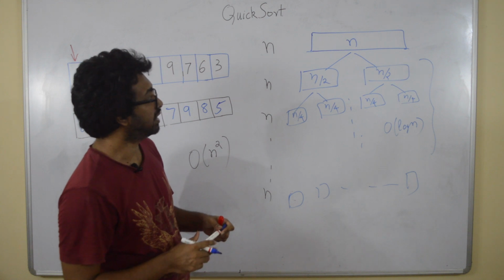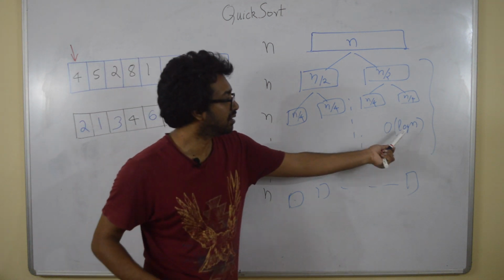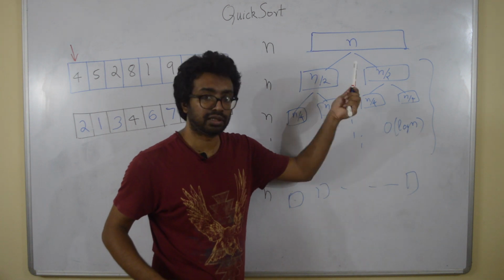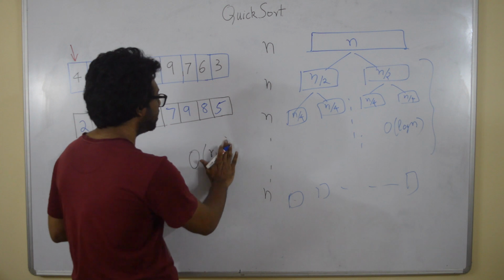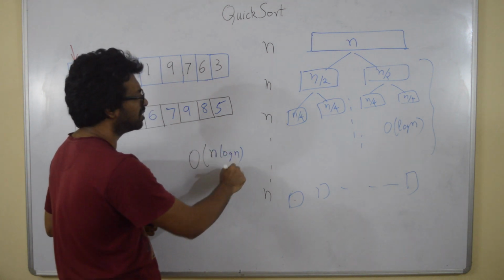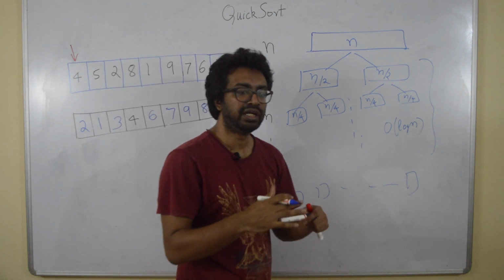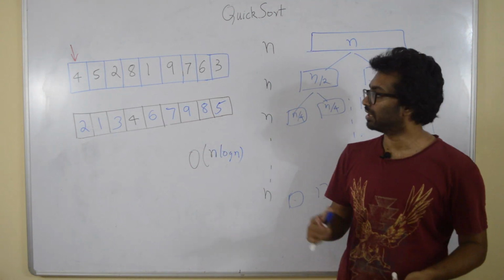So at each level of the tree you take n time, and the height is log n. So in total you're going to take n log n time, right? This is the best case scenario where it's equally split. You have chosen the pivot such that it's equally split.